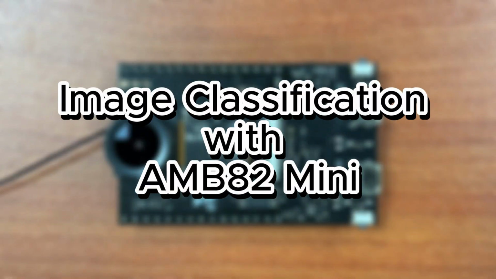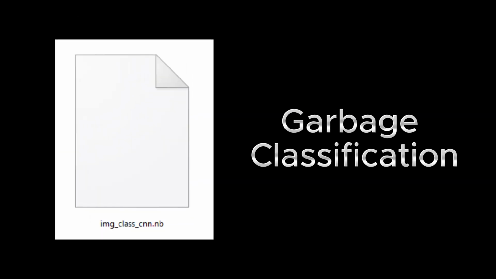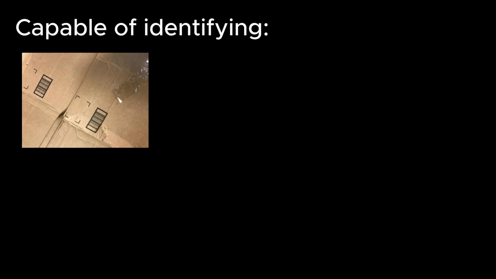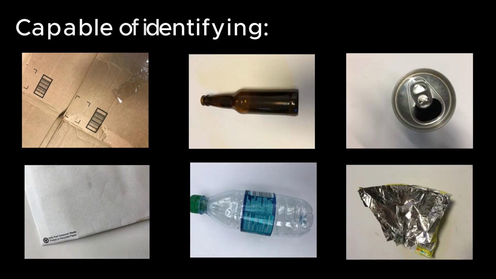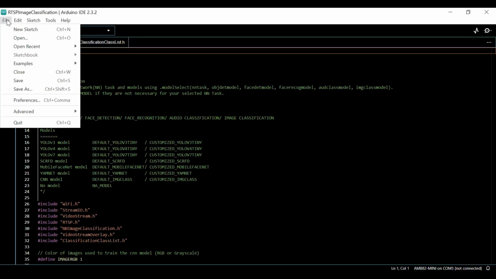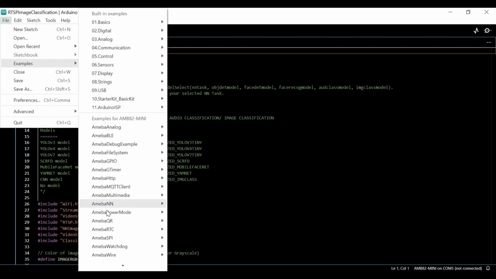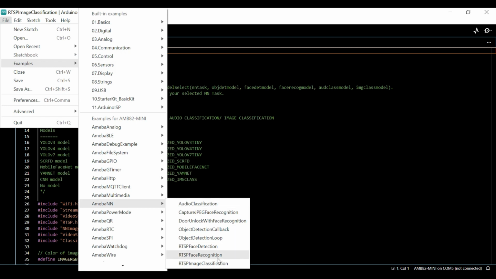Image classification with AMB82 Mini. Our SDK includes a model designed for garbage classification, capable of identifying cardboard, glass, metal, paper, plastic, and trash. You can find this example in our Arduino SDK by opening the Arduino IDE and navigating to File, Examples, AmebaNN, RTSP Image Classification to try out this demo.